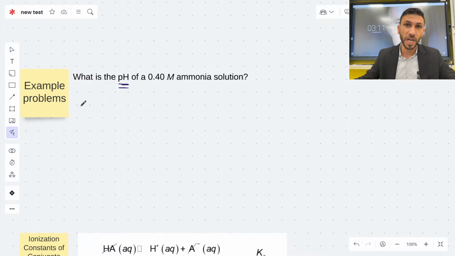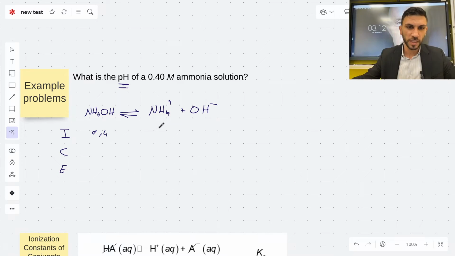We're going to start with the ICE table after we write the ammonia solution, which is NH4OH yields NH4 positive plus OH negative. We need the ICE table. That means here the initial it was 0.4, here it was 0, and here it was 0. At the change it's going to be negative x, here positive x, and here is also positive x. At the equilibrium is going to be 0.4 minus x, x, and x.